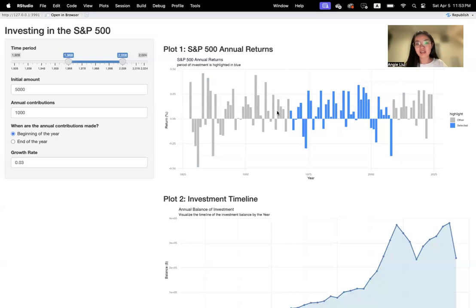So we can see the returns. For the majority, most of the years have positive returns, but we can see a few negative ones, especially 2008, which is the financial crisis. It has significant negative returns. The x-axis is the year, and the y-axis is the percentage of the return.